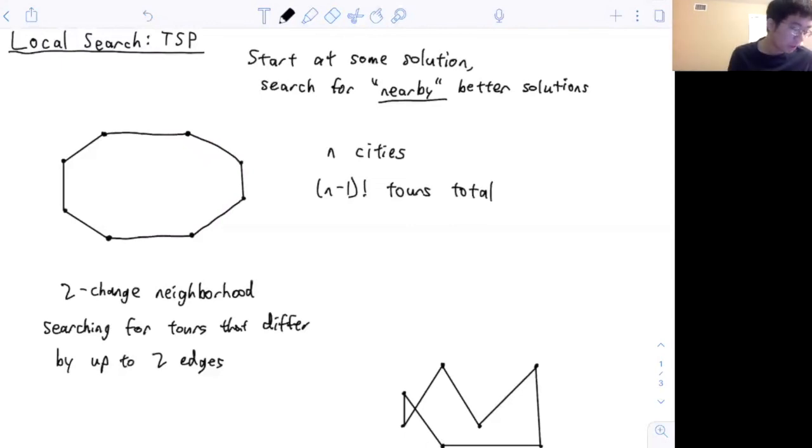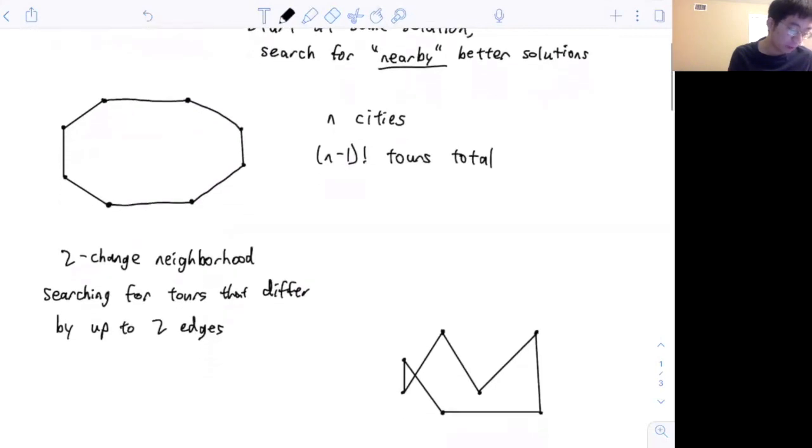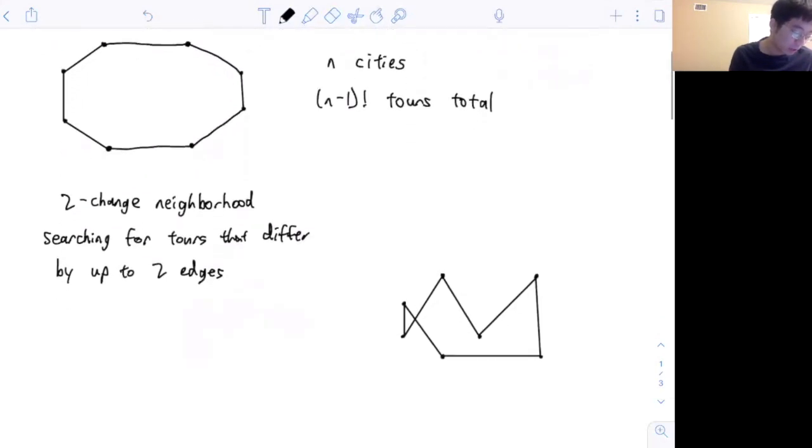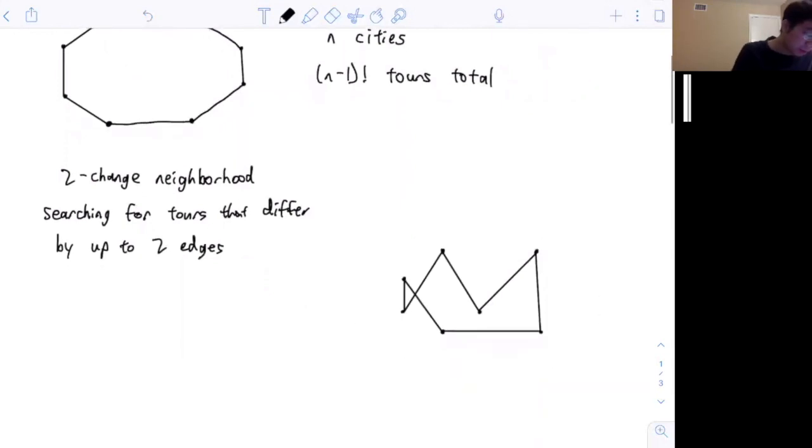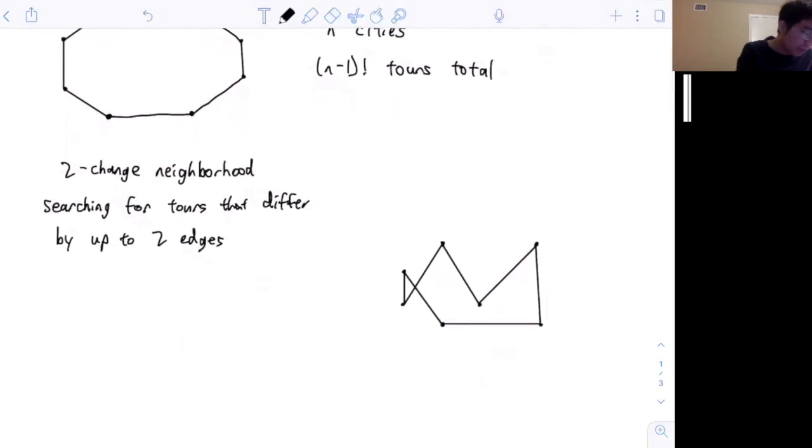Now, this isn't always going to happen. We're not always going to stumble upon the optimal solution. I have another example down here where, let's say this is the graph that we start with, and we're still looking at the two-change neighborhood. One thing we can do is take these two edges and replace them with these. So we've changed two edges, so that's fine.